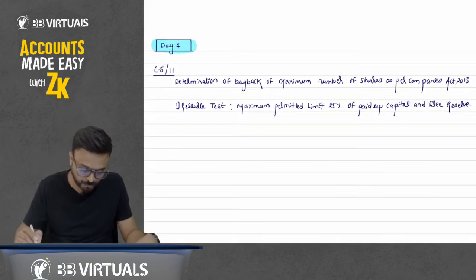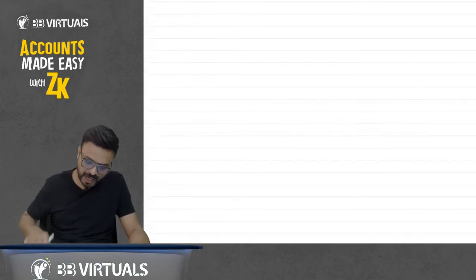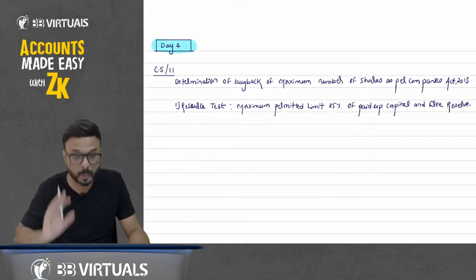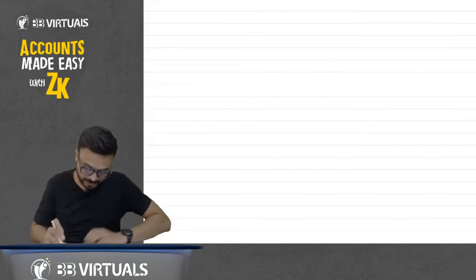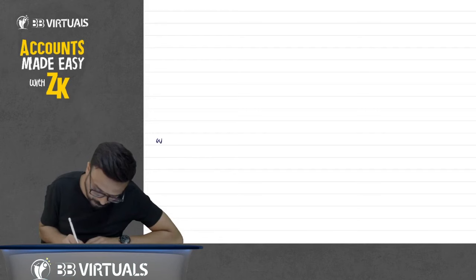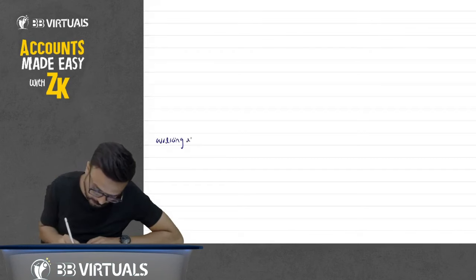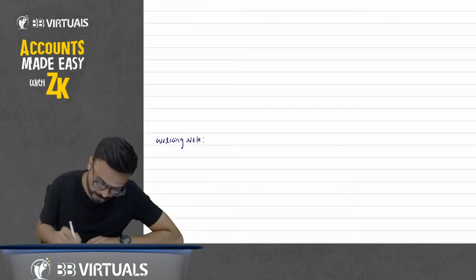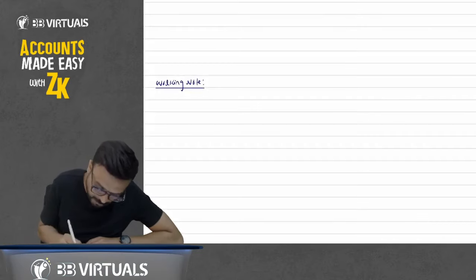So what you have to do is keep the space for 1.5 pages and then write down the working note. So working note number one.